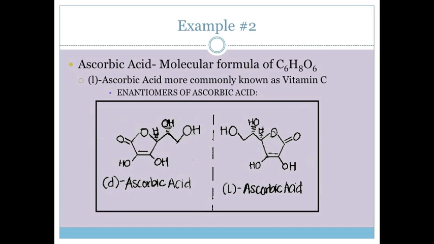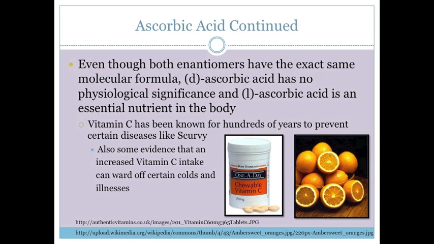A final relevant example of enantiomers is ascorbic acid. Ascorbic acid has a molecular formula of C6H8O6. The L enantiomer of ascorbic acid is more commonly known as vitamin C. You can see the drawings of both enantiomers on this page. Even though both enantiomers have the exact same molecular formula, the D enantiomer of ascorbic acid has no physiological significance, and the L enantiomer of ascorbic acid is an essential nutrient in the body.